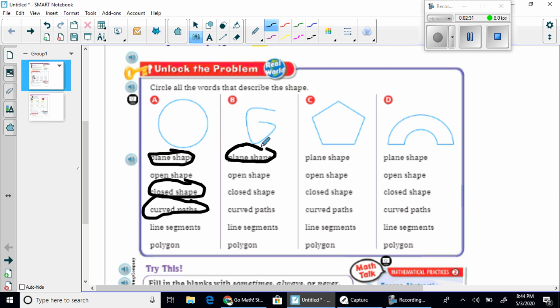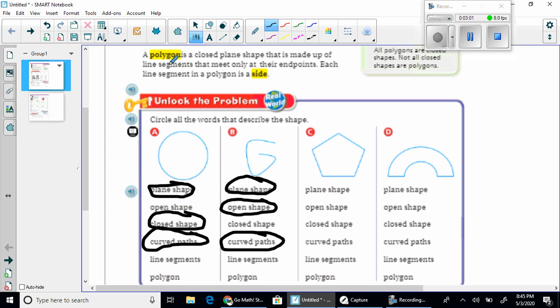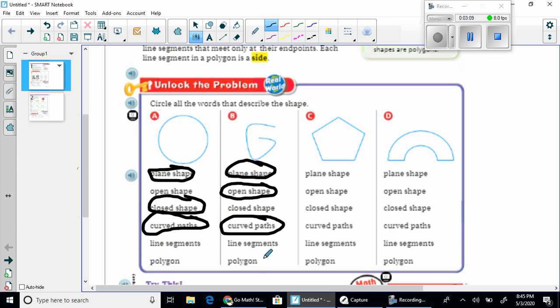B is a plane shape. It is a flat shape. It is also open because my starting point and my ending point do not meet. Sorry, my circles are a little goofy here. It is not a closed shape. It does have curved paths. Again, it does not have line segments, those straight line segments that have the ending point. If it does not have line segments that meet at their endpoints, then it is not a polygon, so I would not circle polygon.